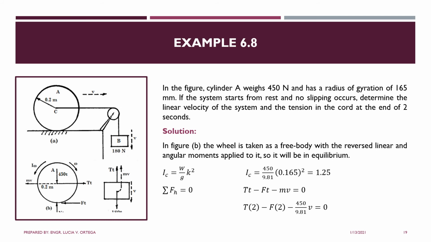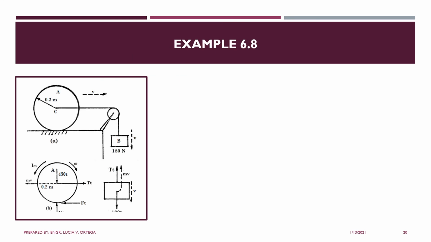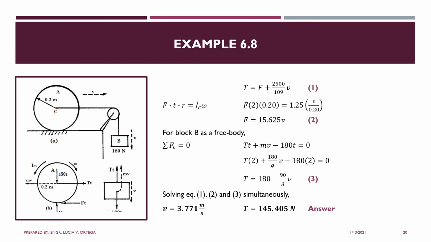Summation of forces horizontal equals to 0. So here, the tension times time minus force of friction times time minus mass times velocity, or you can put it on the right side equals to mass times velocity. Substituting the time, so this would be the equation. Simplifying the equation, we have tension equals to F plus 2,500 over 109 times velocity.